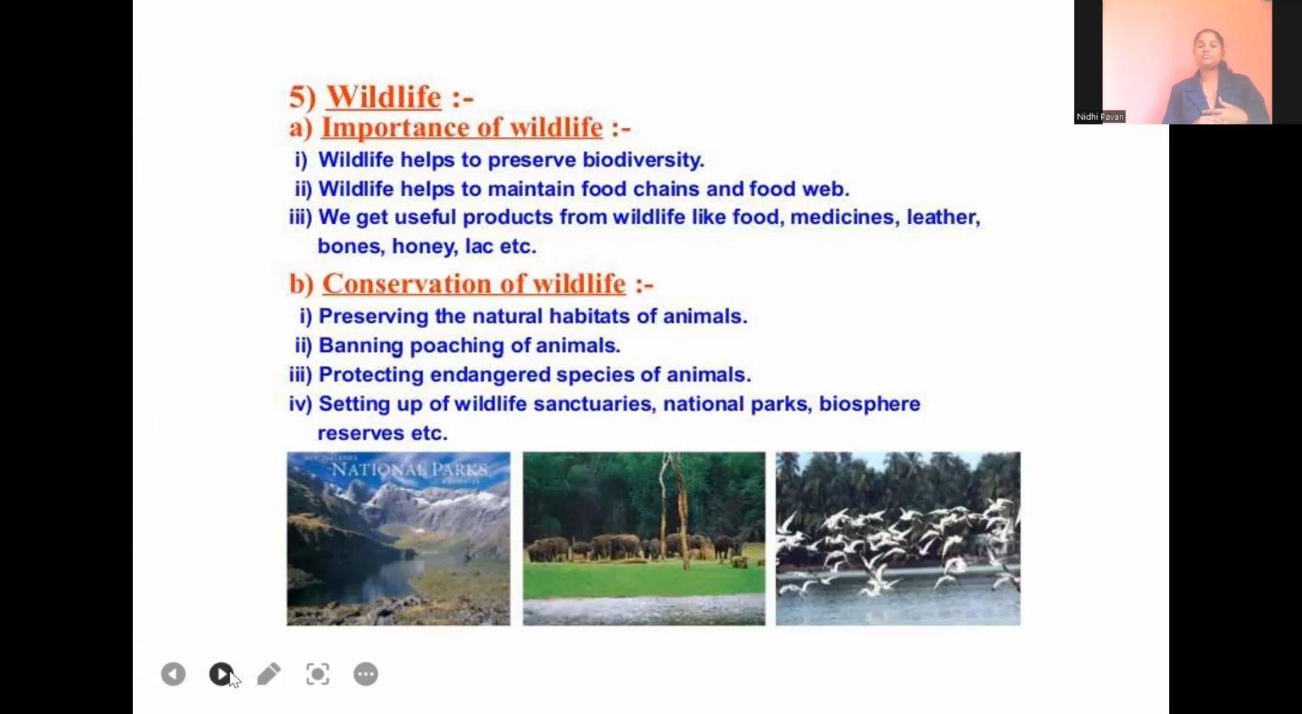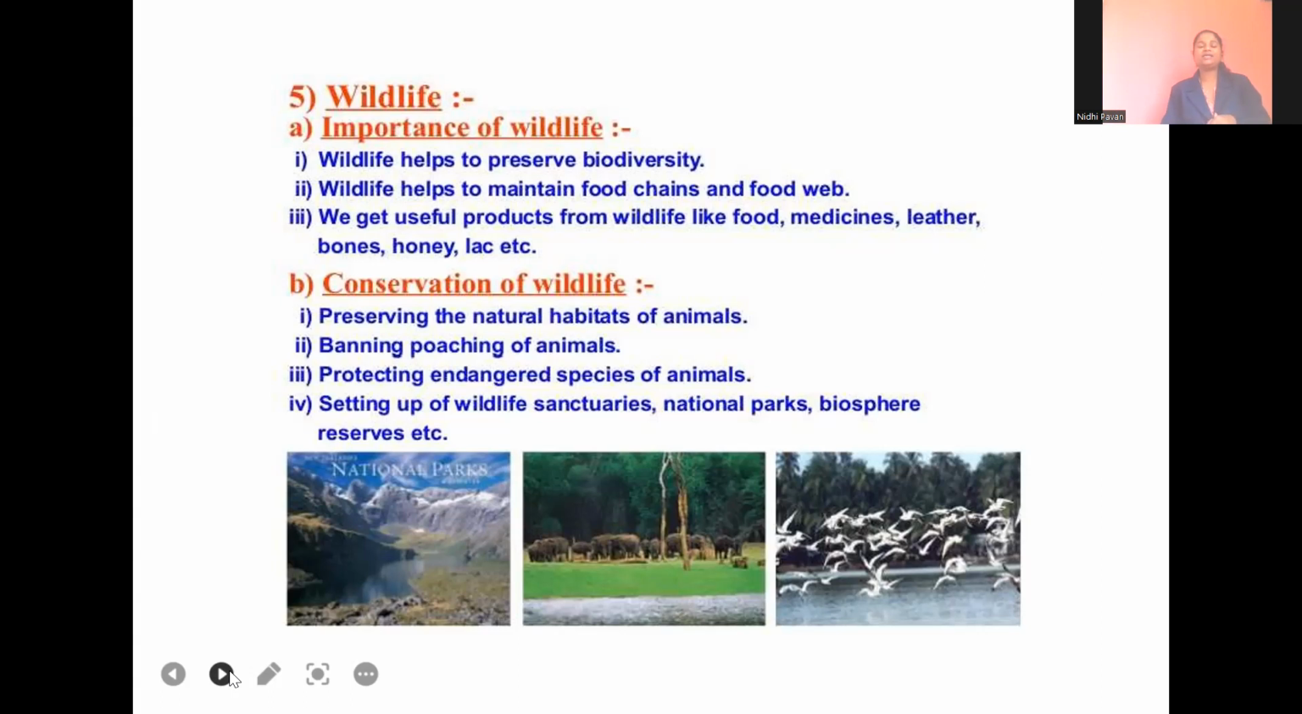Protecting endangered species of animals. Endangered means that after a few years they will become extinct, meaning we will no longer be able to see those living organisms or animals. So those are endangered species. We have to concentrate on the protection of those species.